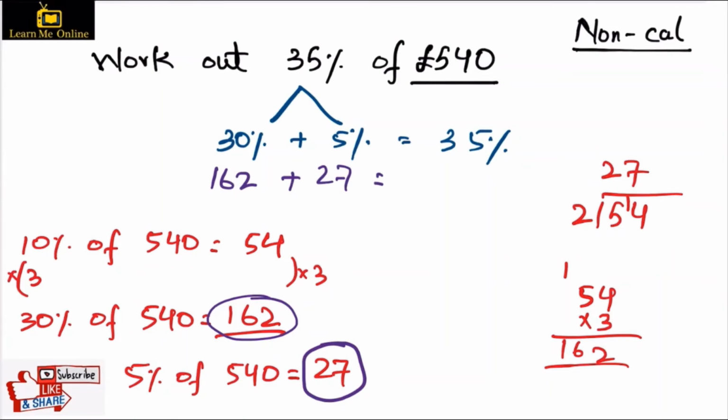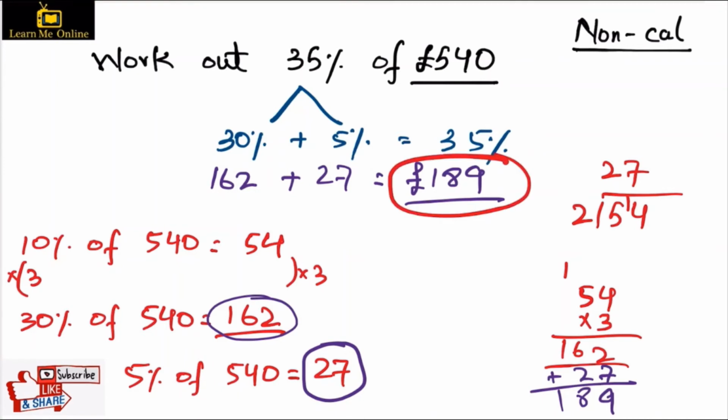And because we are finding out the 35% of it, it means we add 162 with 27. So adding these two numbers together, 2 plus 7 is a 9, 6 plus 2 is 8, and there's a 1 here. So it would be 189. Simply we got the final answer, which is the 35% of 540 would be 189. I'm going to circle it here.